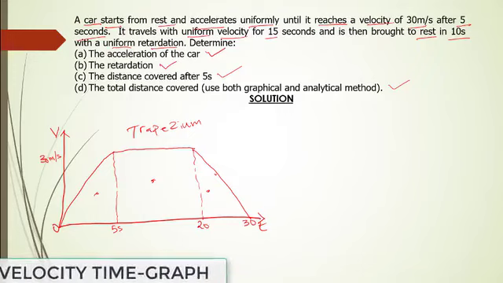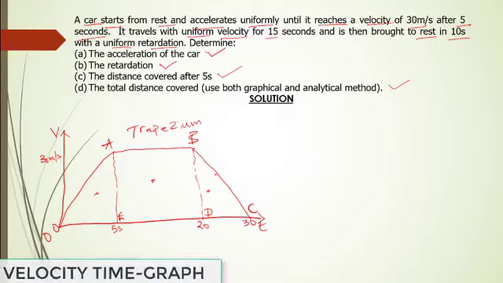So I'm just going to try to label this diagram now. This is O, I'll call this A, and I'll call this B, C, D, and E. This is really important because we're going to use the idea of geometry to do some calculations. So this is our velocity time graph here, and we need to find the acceleration of the car.